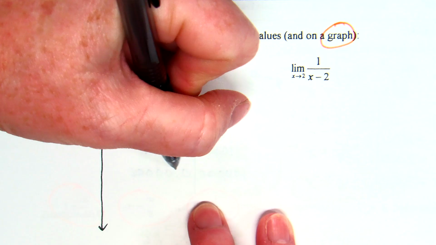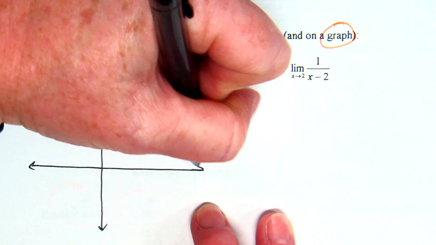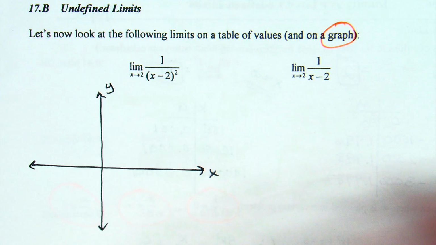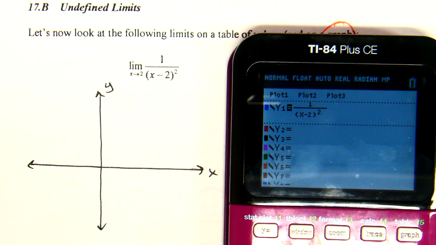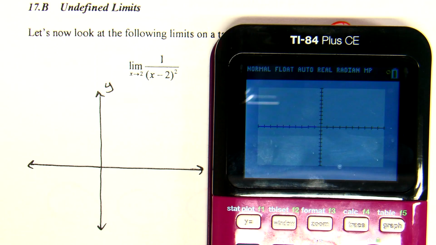You can go ahead and graph on your calculator if you want. I'm just setting up to graph this in my notes. So, y equals, I can go back to using my fraction bar now, 1 over, parentheses, x minus 2, quantity squared. Okay. Got it? Did you get a graph?